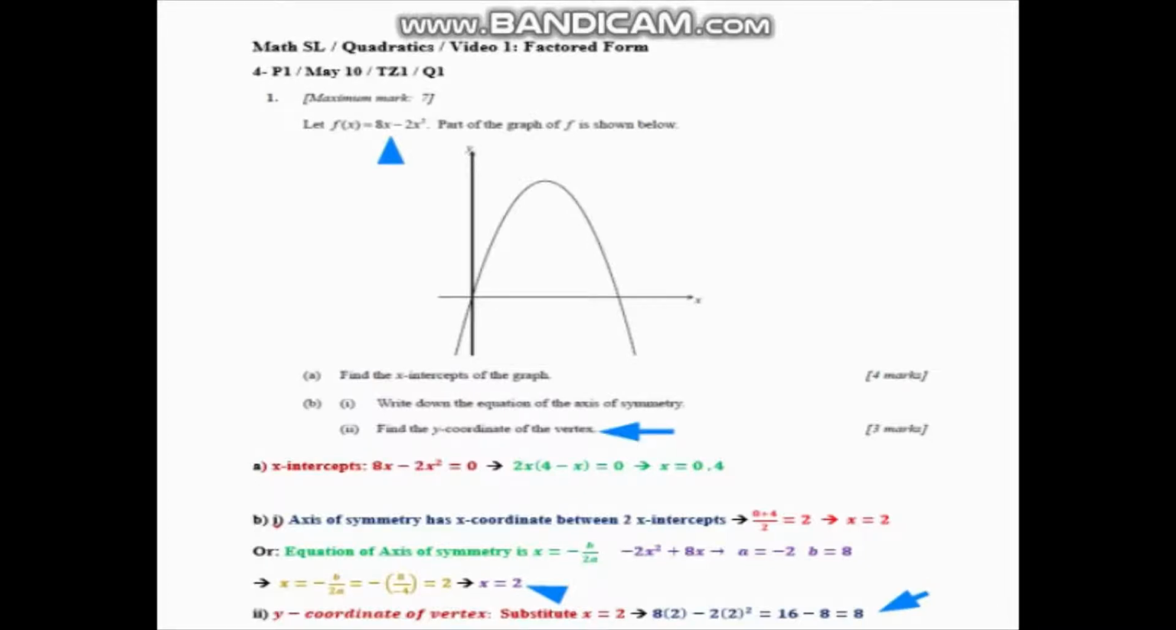So take a minute to write this down if you will, and this concludes the fourth question and the video, the first video on quadratics. I hope you have found it useful.